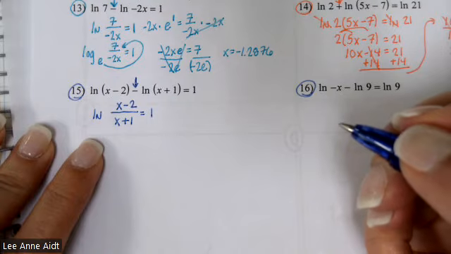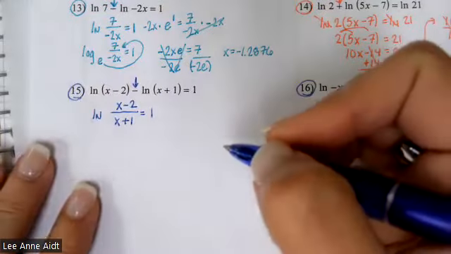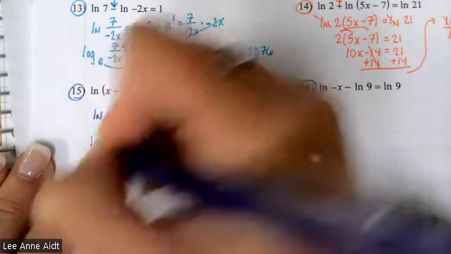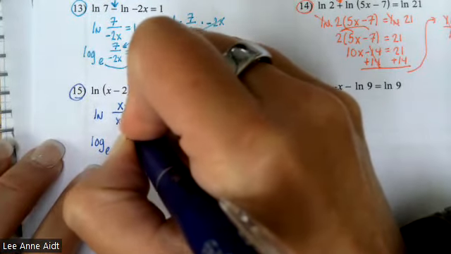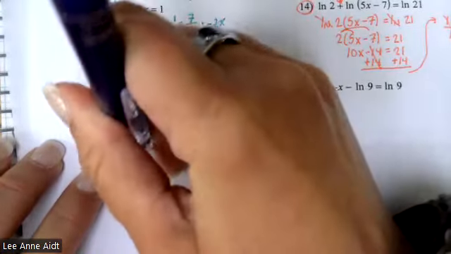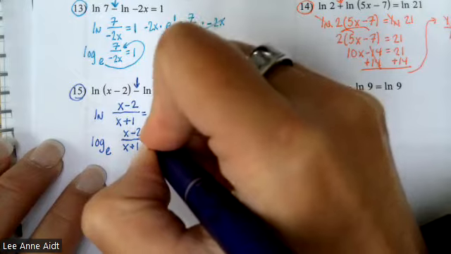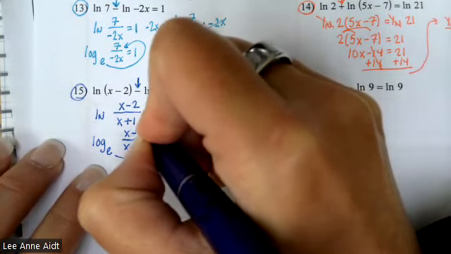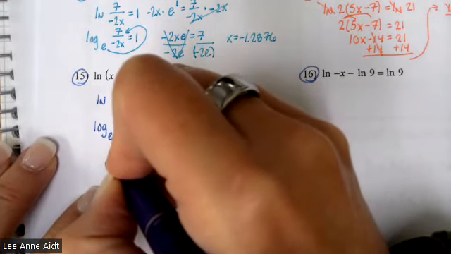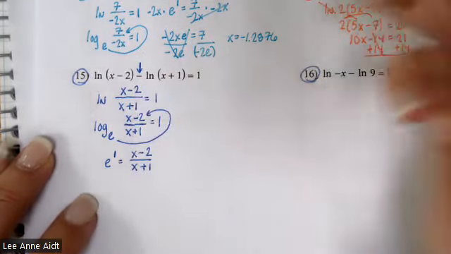What's wrong? Did I write something wrong? Okay, now you say to yourself, cross out or Guinan circle. This one's Guinan circle, so I'm changing it to log base e of x minus 2 over x plus 1 equals 1. I did that wrong at first. This is why we live in erasable pen. Guinan circle: e to the 1 equals x minus 2 over x plus 1.